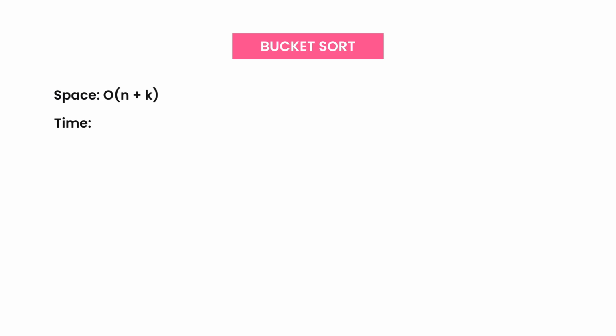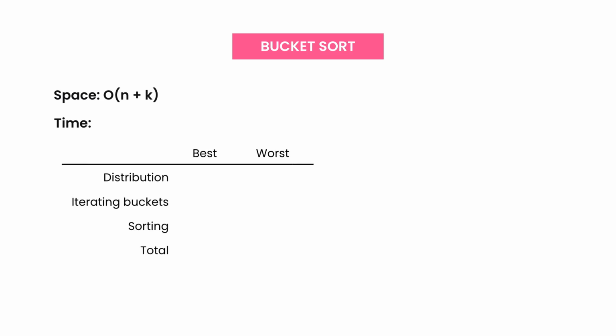What about time complexity? Well, first we need to iterate over the input array and distribute items to different buckets. That's an O of n operation. Then we need to iterate over the buckets array, sort each list, and put the items back in the input array. Iterating over the buckets array is an O of k operation because we have k buckets, right? What about sorting?